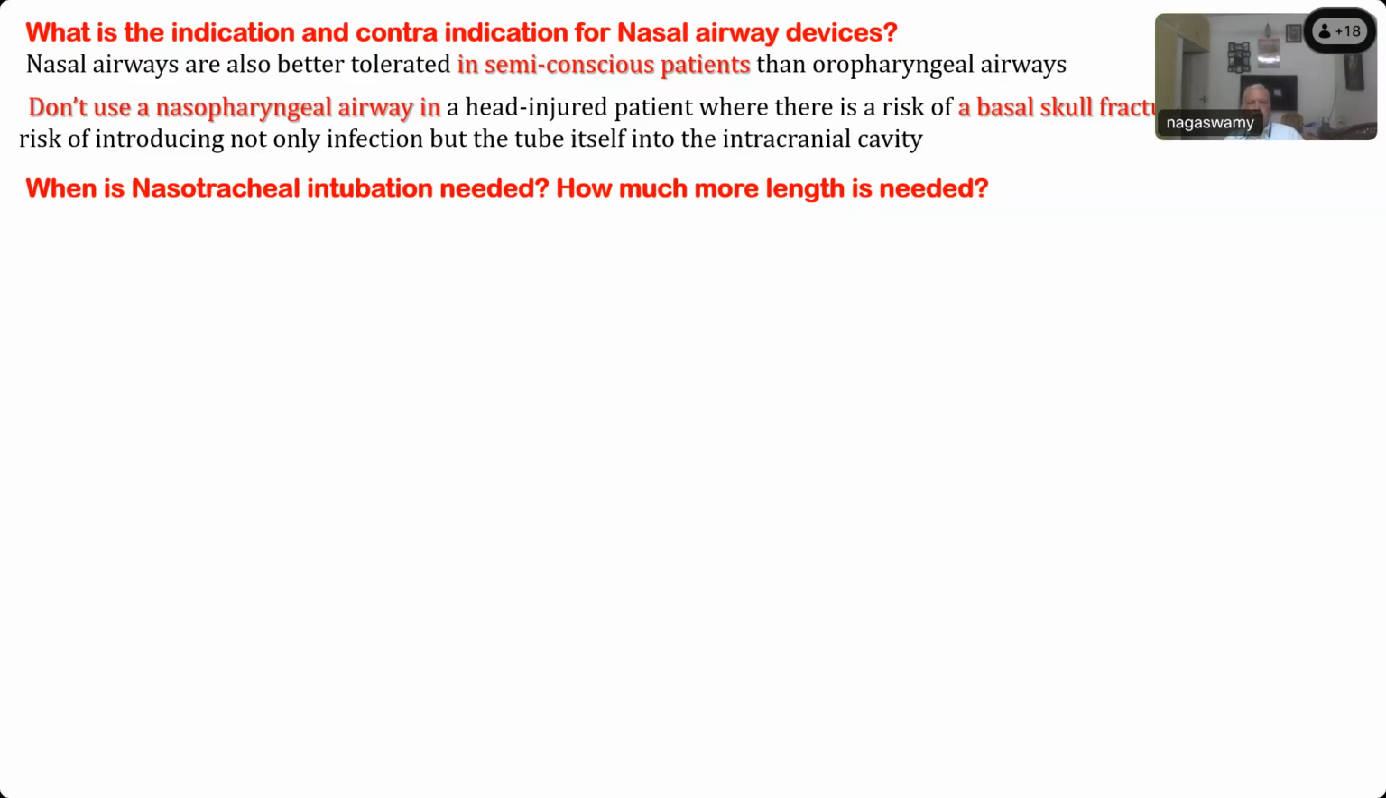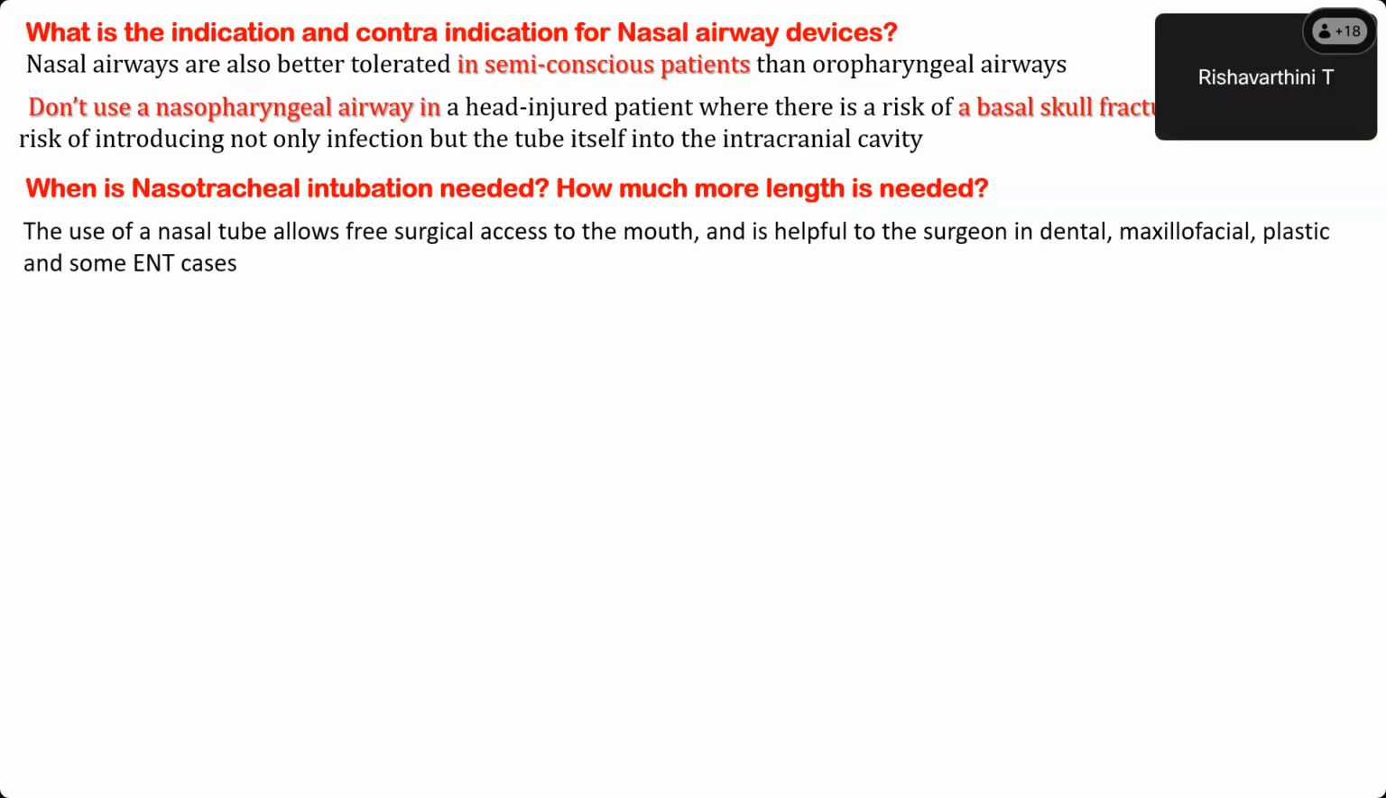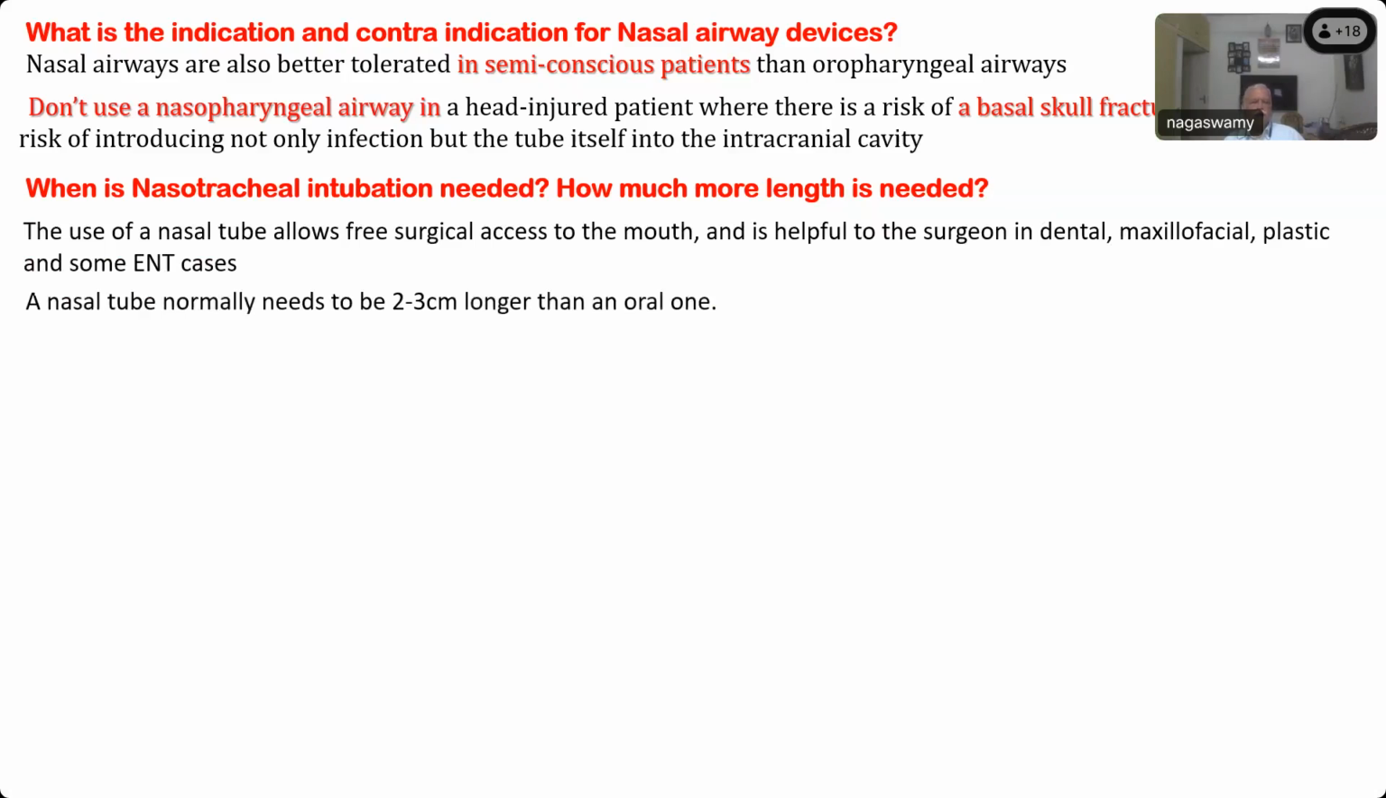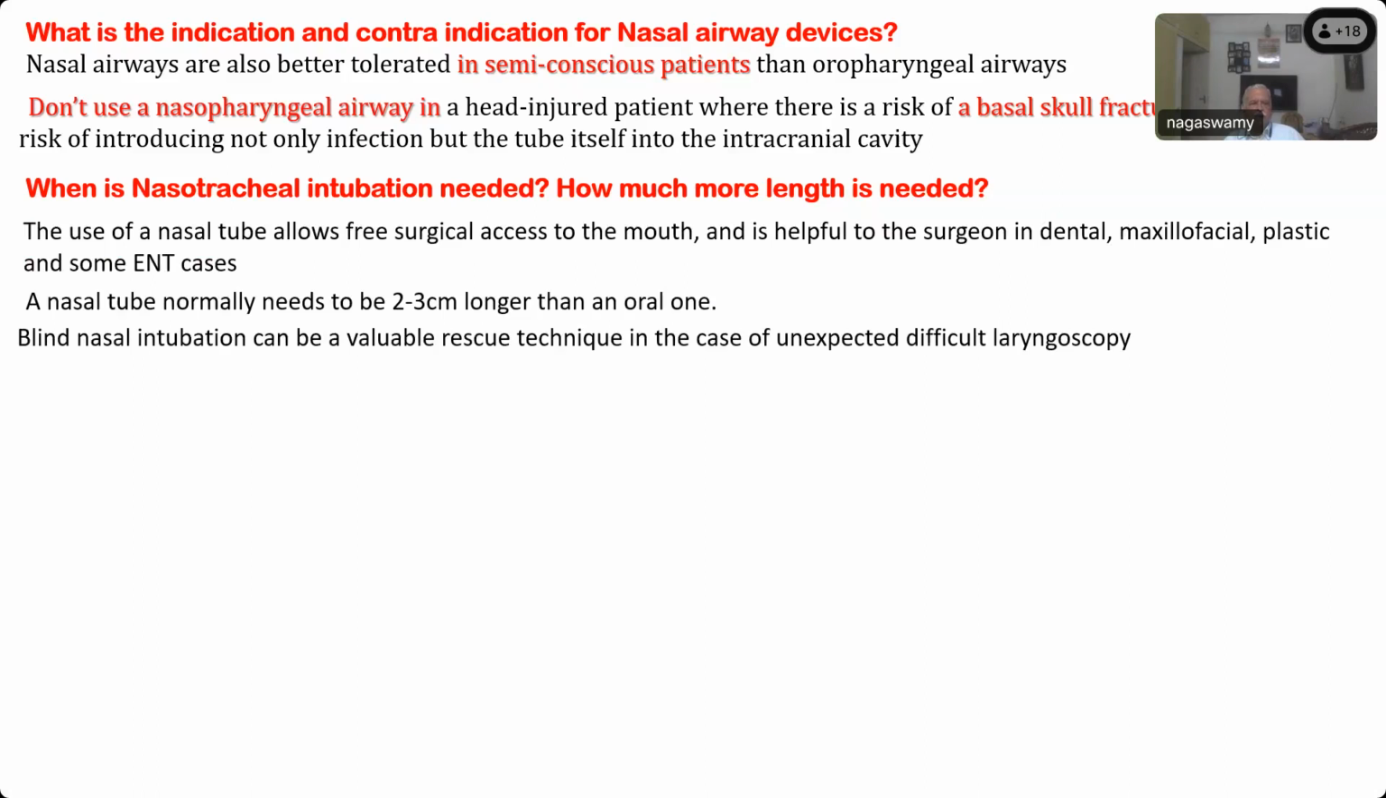And what should be the extra length needed compared to the oral tube for an adult? 2 to 3 centimeters more. The use of a nasal tube allows free surgical access to the mouth. It is helpful to the surgeon in dental, maxillofacial, plastic, and some ENT cases. A nasal tube normally needs to be 2 to 3 centimeters longer than an oral tube. Blind nasal intubation can be a valuable rescue technique in case of unexpected difficult laryngoscopy.